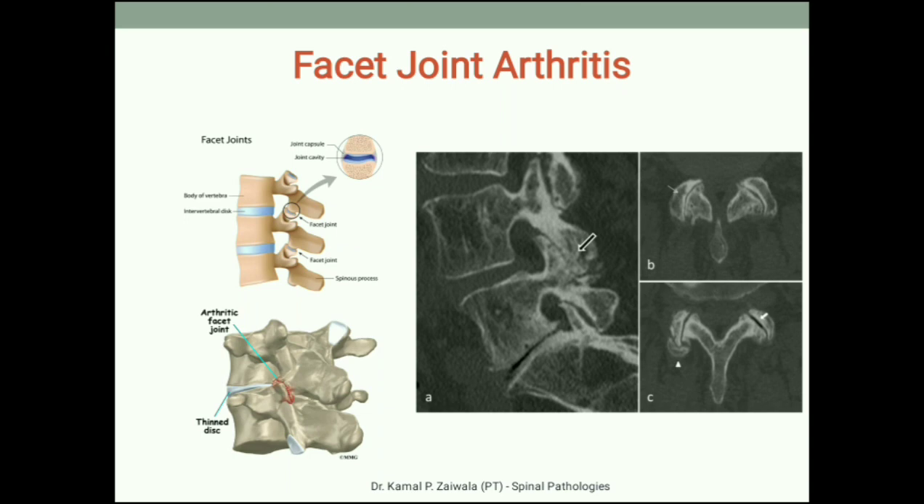As in degenerative changes, when the spur forms around the edges, the facet joint becomes calcified and hypertrophied, which is known as facet joint hypertrophy. It is very commonly seen in the X-ray and the CT of the lumbar spine when we talk about facet joint arthritis patients.